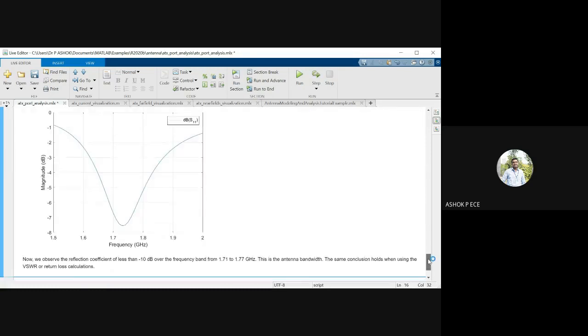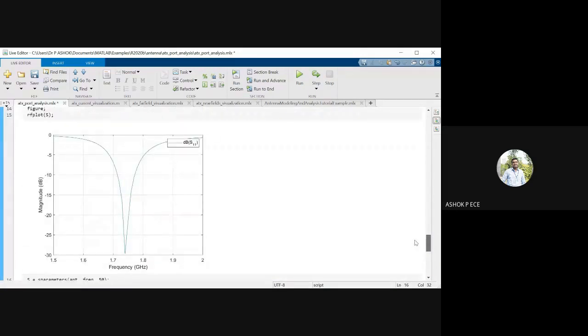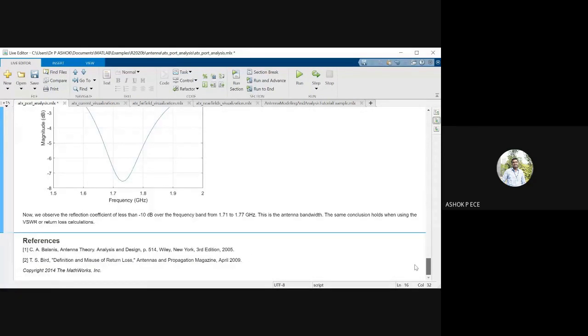See the result. This is for 50 ohms and this is for 20 ohms. And see the change in result. The bandwidth is becoming larger. Okay, so that is one example we have seen.